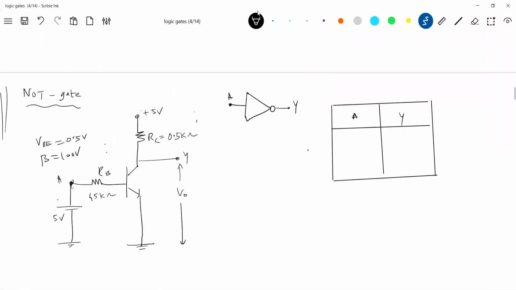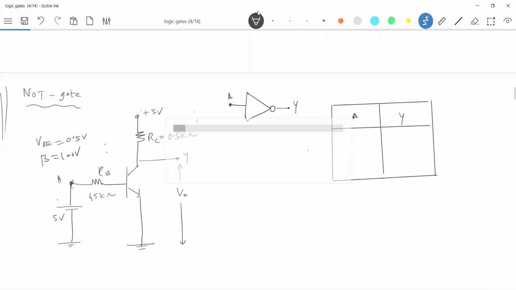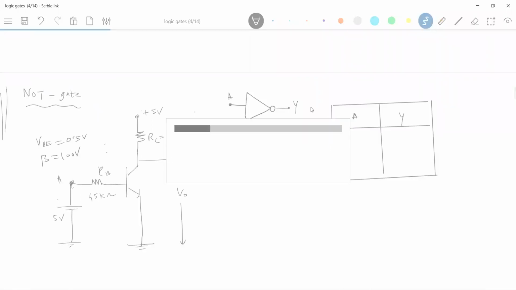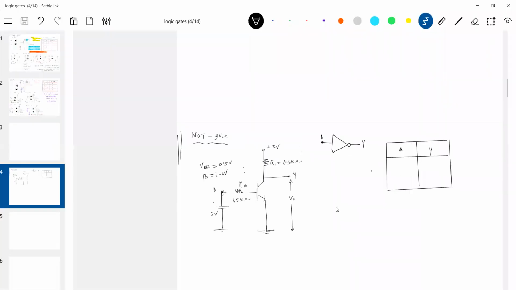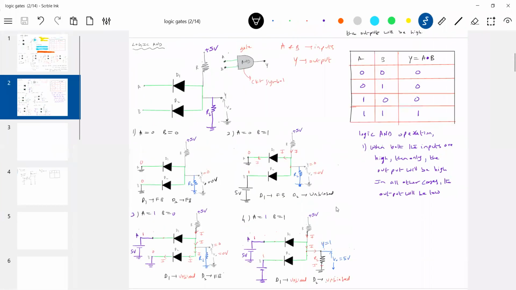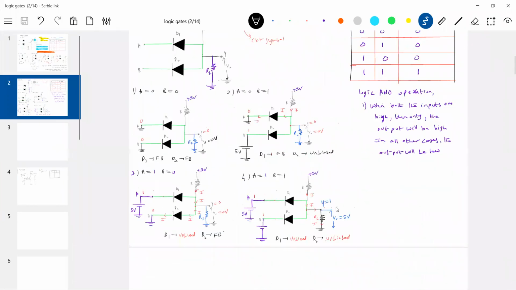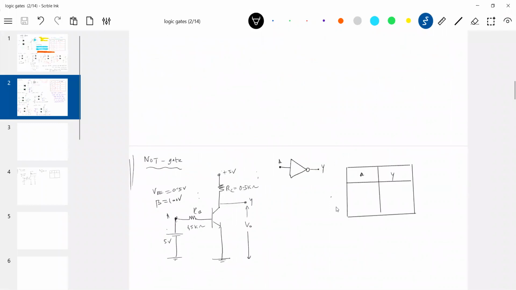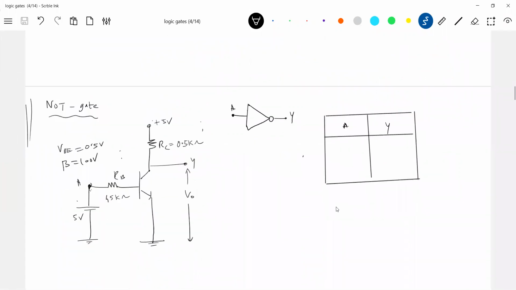What are the colors we have made? Red, blue, green. Yellow, gray. For the NOT gate, we'll use different colors. It will be easy for you, that one.